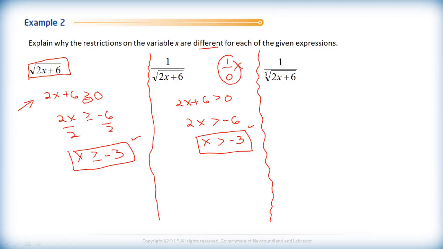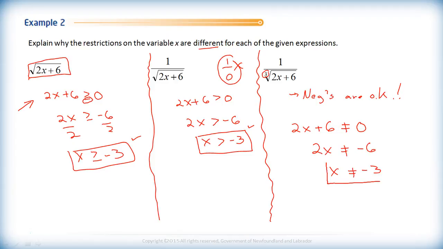Now on the last one, notice that we're dealing with a cube root. So in this case, because we're dealing with a cube root, negatives are a non-issue. So they're okay for this one. So the only thing we have to worry about here, in fact, is the division by 0. So the radicand, the stuff underneath the radical, is all right as long as it's not equal to 0. So if 2x plus 6 can't equal 0, 2x is not allowed to be equal to negative 6, and then by the same token, x can't be equal to negative 3. So those are our restrictions.